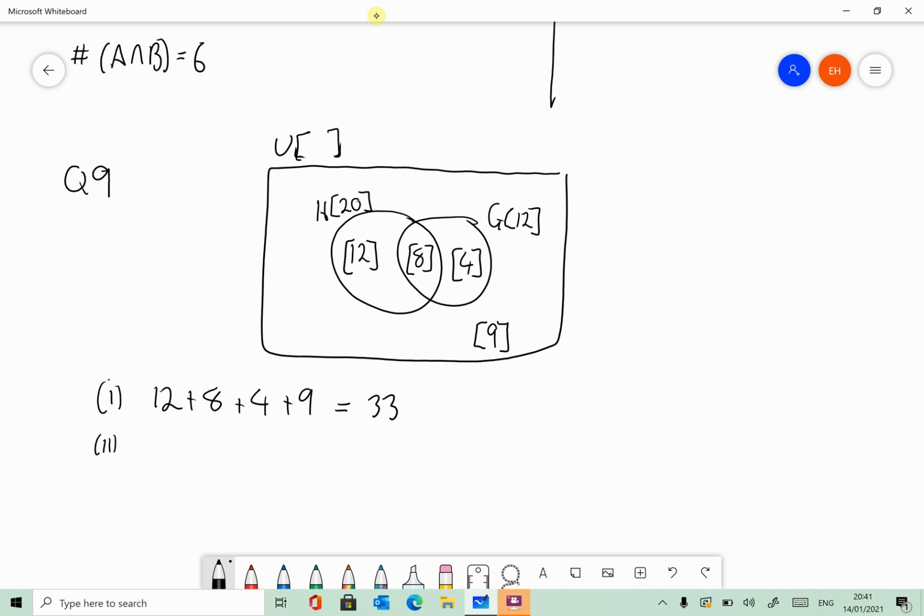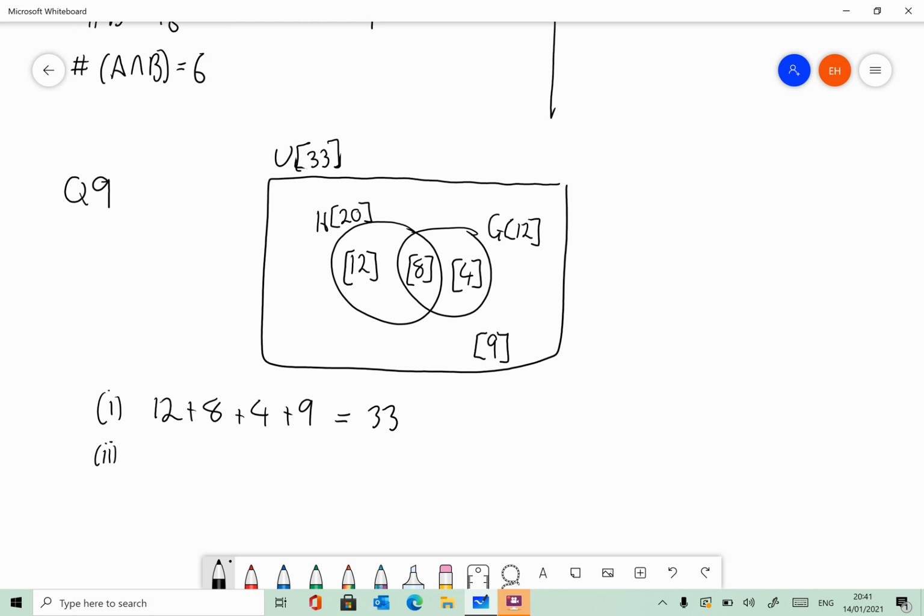Part 2. And now we can fill 33 into there. How many students study home economics but not German? So home economics but not German. So it's going to be the red zone. They study home economics but they don't study German. The reason we can't include the 8 is because they do study German. So the answer to that is going to equal 12.